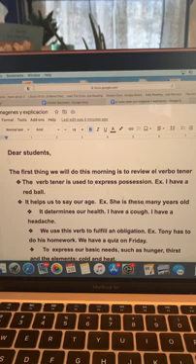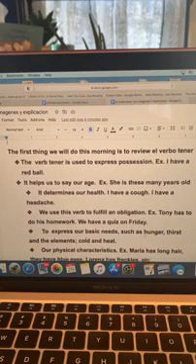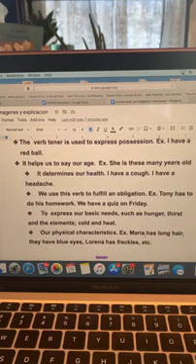She is 11 years old, okay? With this verb, we determine our health. I have a cough. I have a headache. We use this verb to fulfill our obligations. For example, Tony has to do his homework. We have a quiz on Friday.